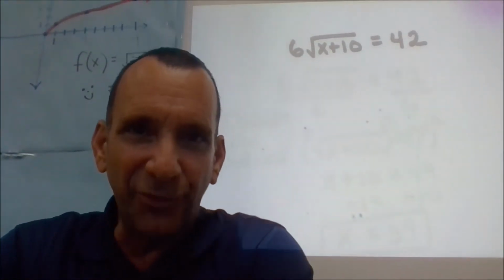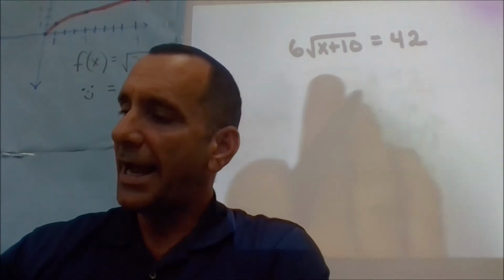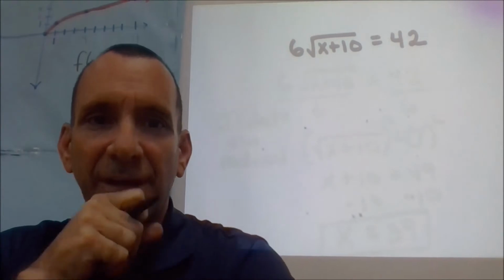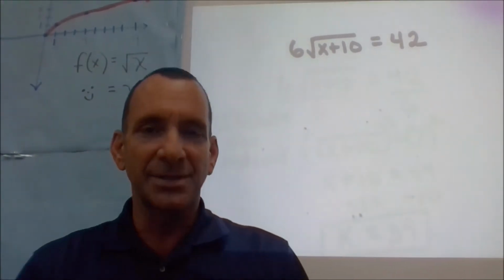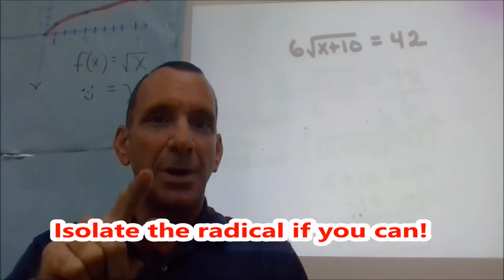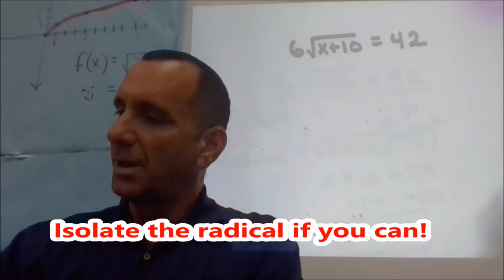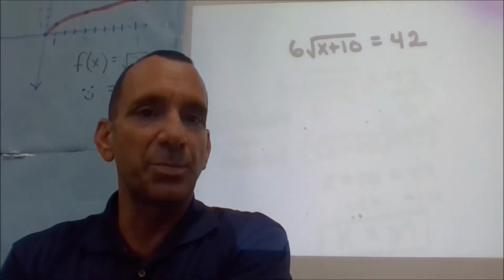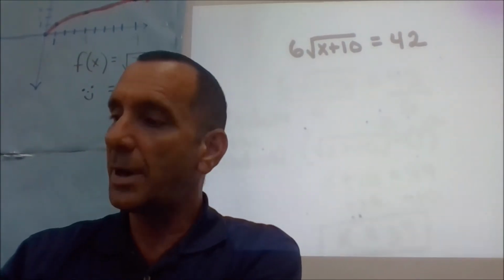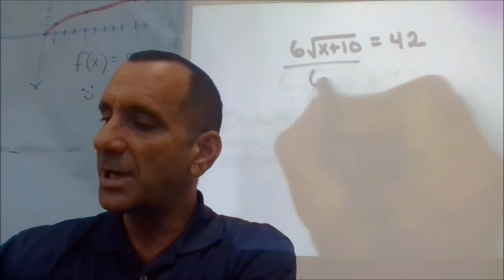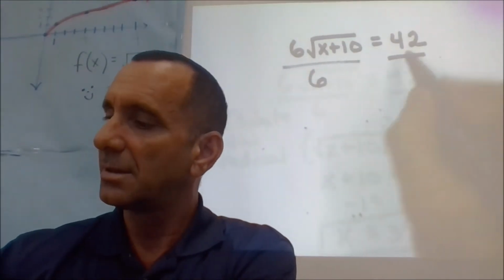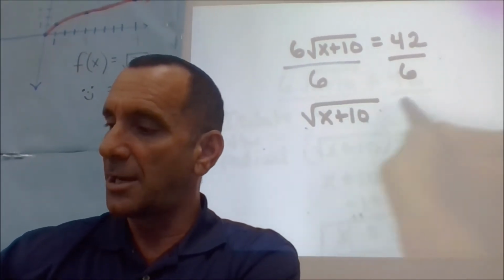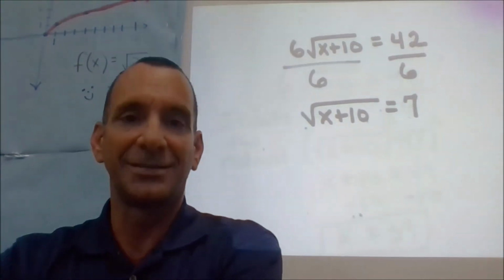Here's another nice, fun, easy problem. And we have an equation where there is a radical expression on only one side of the equation. And when that happens, we want to try to isolate the radical. So I'm just going to isolate the radical, which means get the radical expression alone on one side of the equation. Well, that's pretty easy in this situation. We divide by 6 from both sides, and we get the square root of x plus 10 equals 7.